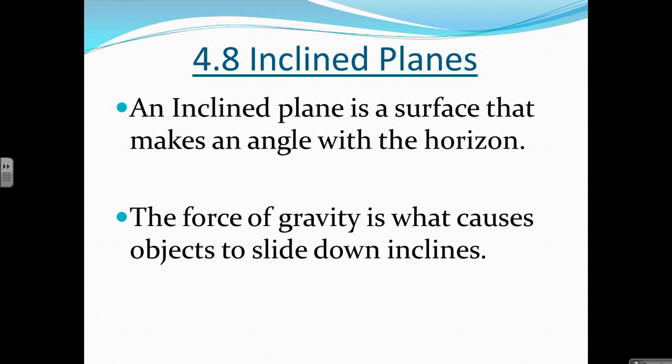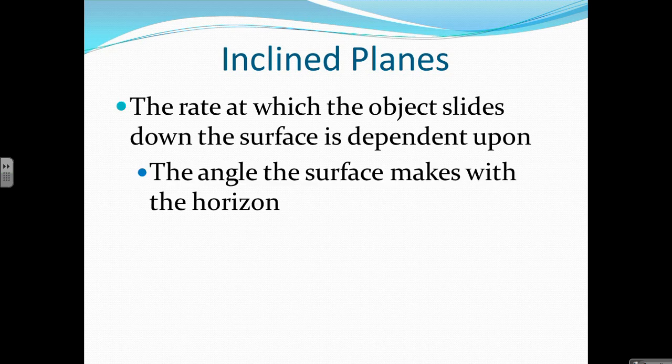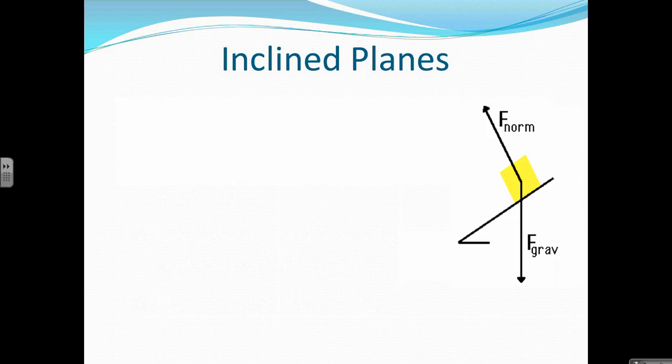When we talk about inclines, typically we focus on the force of gravity, which causes an object both to stay on the inclined surface as well as to try to force the object down the incline. The rate at which the object slides down the surface depends on a couple of things: first, the angle the surface makes with the horizon, and the force of friction that acts between the surface and the sliding object, and that depends on the mass of the object. So when you look at the force of gravity acting here, there are two things: the mass of the object, which is going to determine its force of friction, and the angle the surface makes with the horizon.